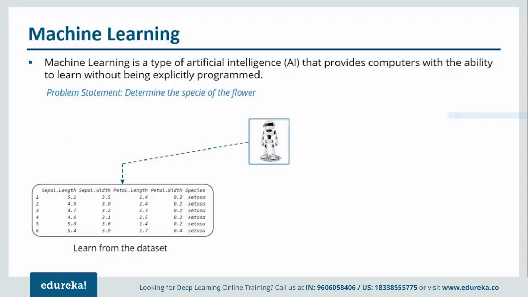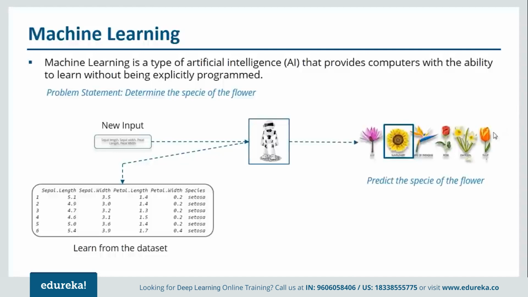Now what happens next? You have trained your machine from the data set. Then whenever you give a new input to this particular machine, it'll predict the species of the flower. So this is how machine learning works. It is nothing but machine learning in a nutshell. So basically, I'll just revise it once more. You have a data set. You split that data into training and testing data. With the help of training data, you train your machine. And after that, you test it in order to determine the accuracy. And once it is done, whenever you give a new input, it'll predict the desired outcome. So this is how machine learning works, guys.